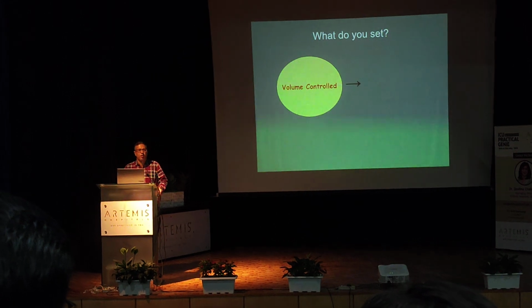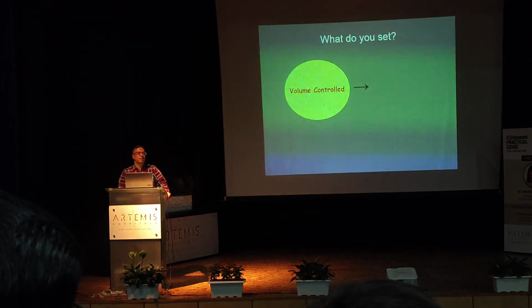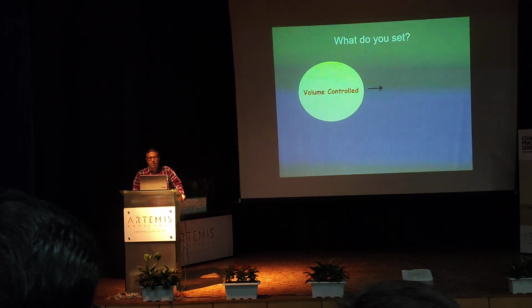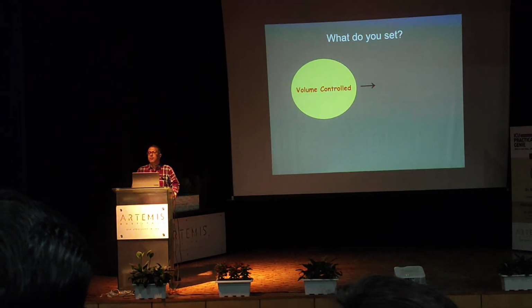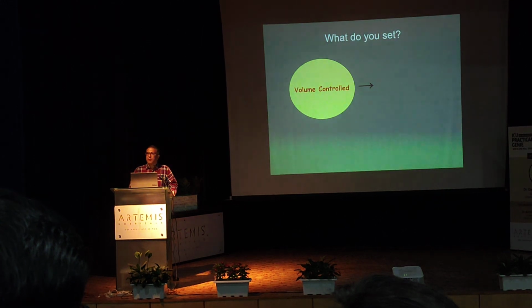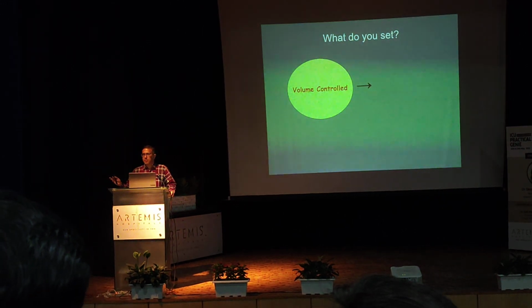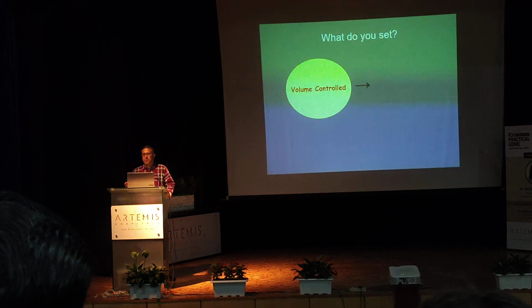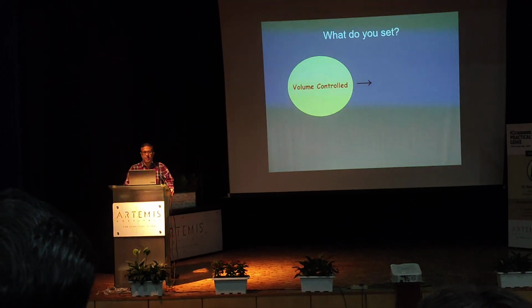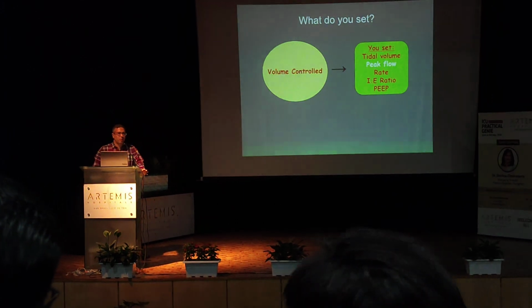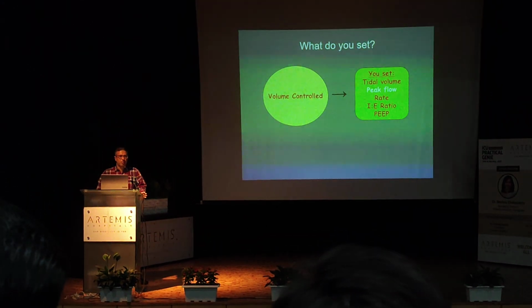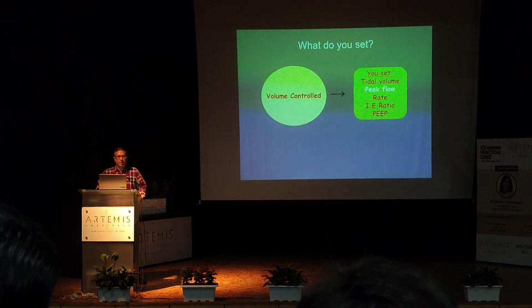So what all do you set in volume controlled ventilation? Anyone? Tidal volume and respiratory rate. And something else? FiO2 and PEEP. So don't forget those things, they are also important: FiO2 and PEEP. So this is all you set, though different ventilators have different settings. Either you can set the total cycle time and the I:E ratio, or sometimes you can set the inspiratory time.